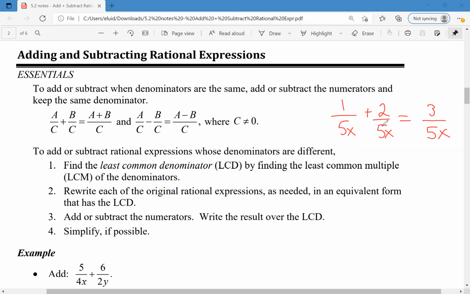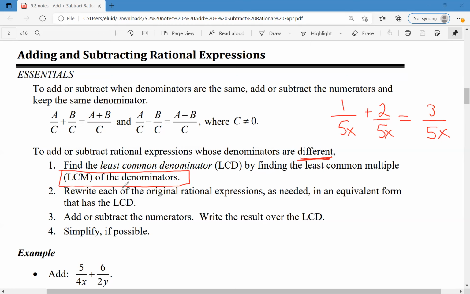But what if these expressions did not have a common denominator? What if one of them was 5x and the other one was 3y? Well, that's what we're going to be working on soon here. So that brings us to our next series of steps. To add or subtract rational expressions whose denominators are different, find the least common denominator by finding the least common multiple of the denominators. So all that work we just did before this was getting us ready to find the LCM of the denominators. So it's going to involve factoring, just like we were doing, and picking out which factors we need for the common denominators.